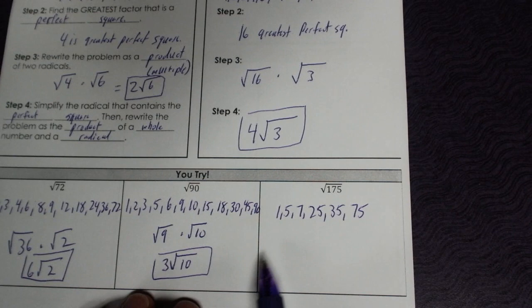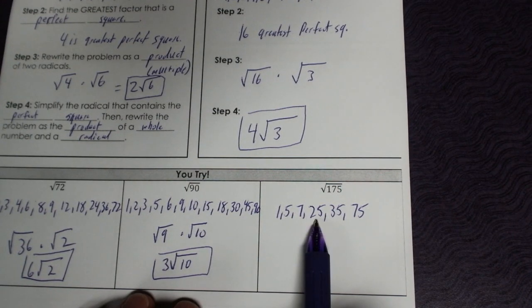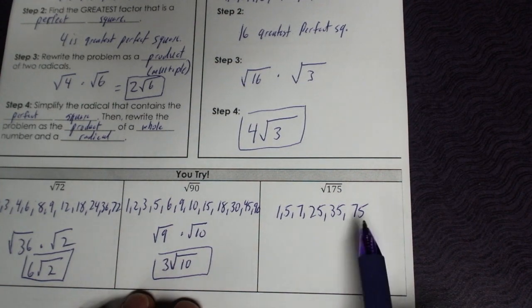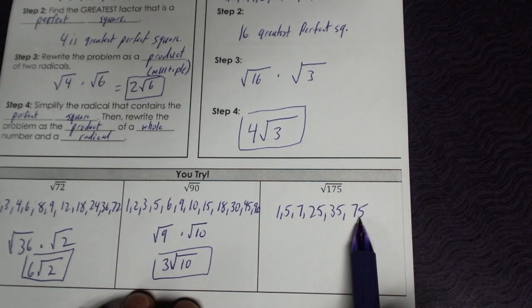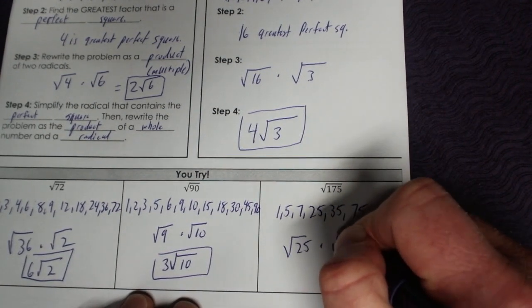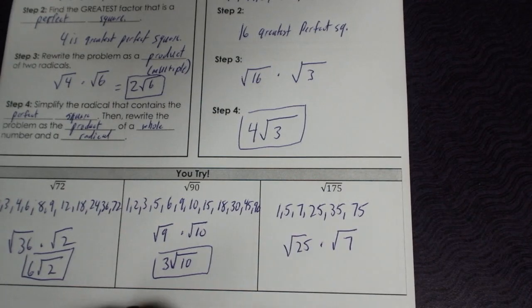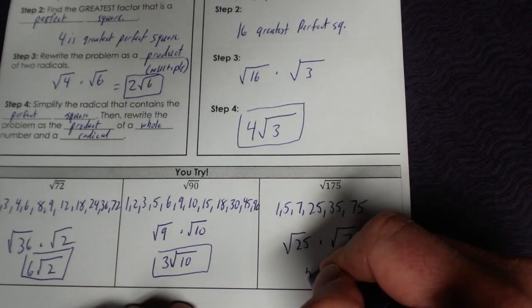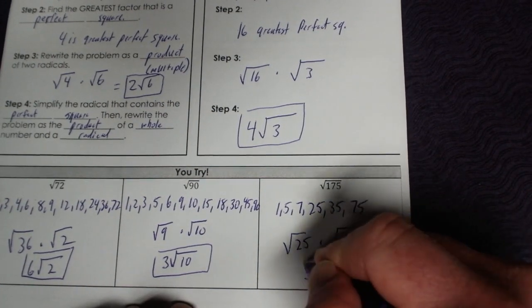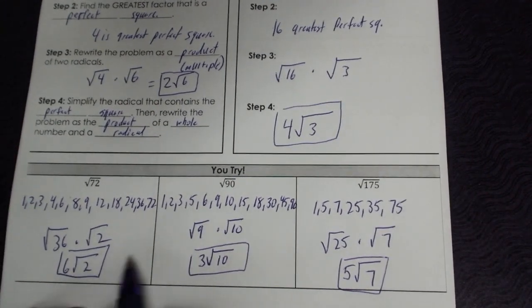Let's choose the greatest. 1, 5, 7, 25 is the greatest perfect square. These are not perfect squares, so we're going to go with 25. 25 times 7 gives you 175. 7 doesn't break down, but that 25 is a perfect square. It will break down. Okay, so those are your practice problems.